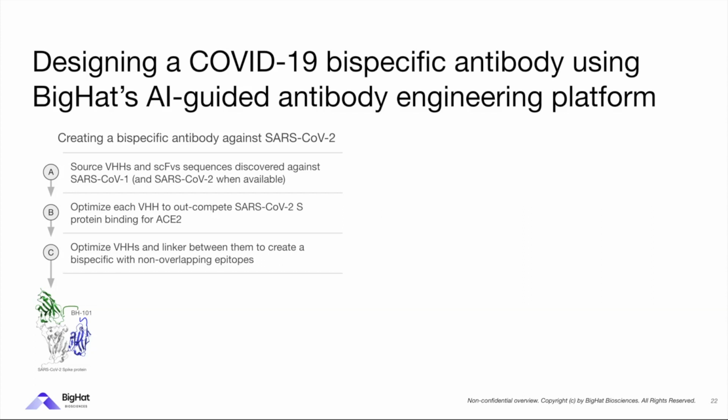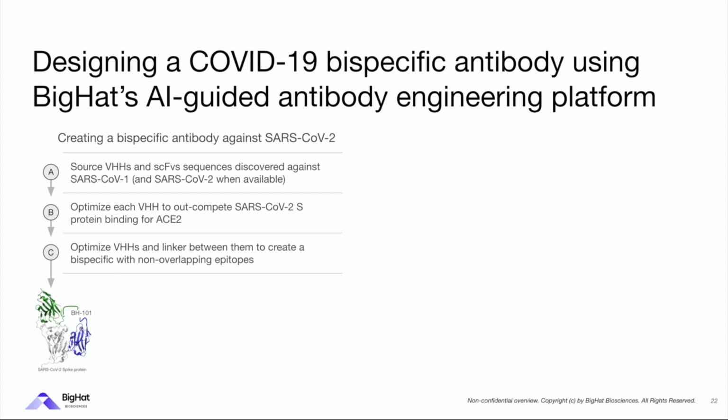So with that said, let me dive into a real world example of BigHat applying its technologies to design an antibody. In this case, we're going to talk about creating a bispecific antibody against the SARS-CoV-2 virus. And we do this in a very BigHat way. We're starting not with discovery of our own SARS-CoV-2 binders, but we went out and sourced every VHH and scFv sequence we could find in the literature that would bind to SARS-CoV-1 or MERS. We brought these into the lab and characterized their ability to bind SARS-CoV-2.